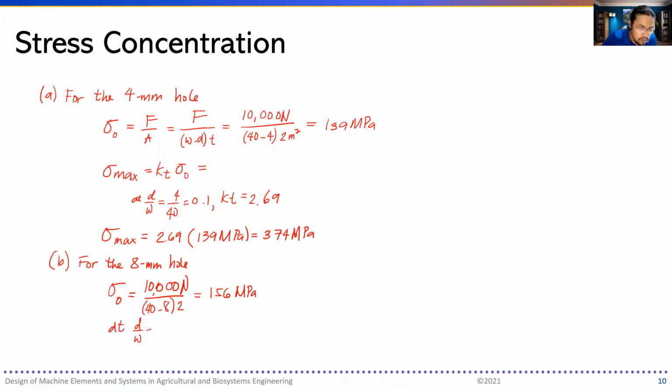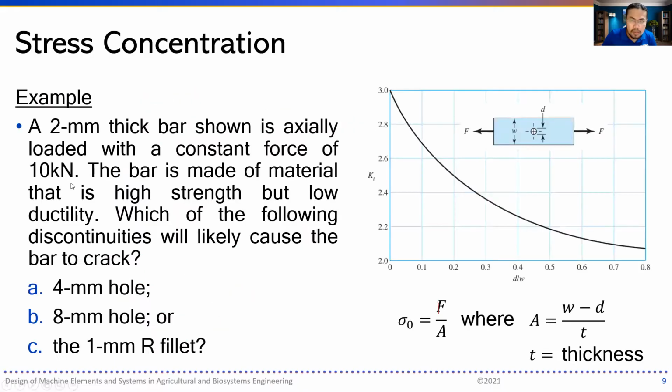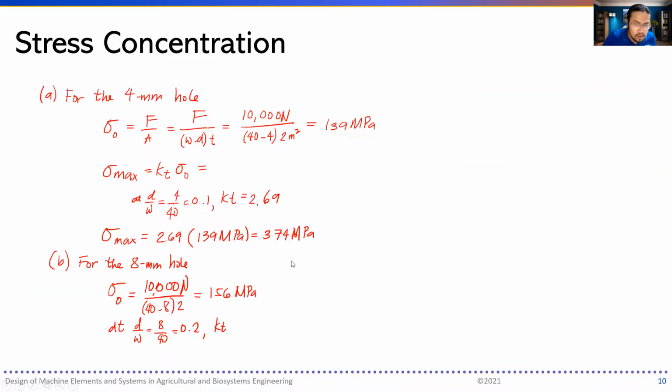Now at d over w equals 8 over 40, there's going to be 0.2. Now the k sub t is going to be 2.5, sorry, it's 2.5. And so sigma max is going to be 2.5 times 156 megapascals, and it's going to be 390 megapascals.